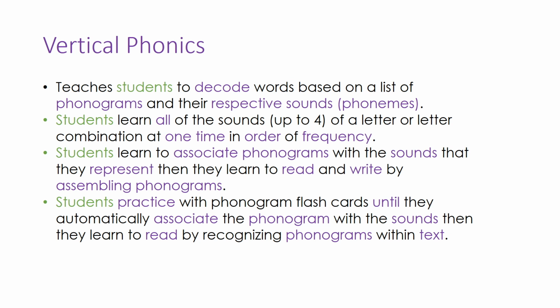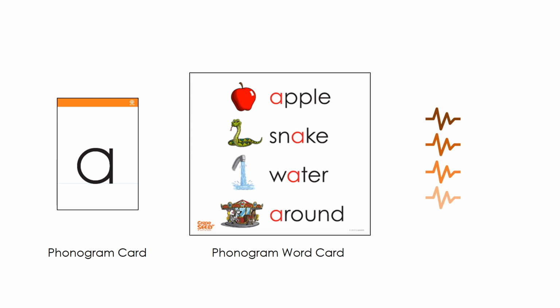What does that look like? Let's look at the letter A. The letter A has four sounds that we teach in GrapeSEED: A in the word apple, A in snake, A in water, and A in around. The first sound is the most frequently used sound of the letter A, and A in snake is the second most frequently used sound, and so on. By learning the third and fourth sounds of letters, this increases the number of words that students can decode. This will also reduce the need for the students to guess what the word says.